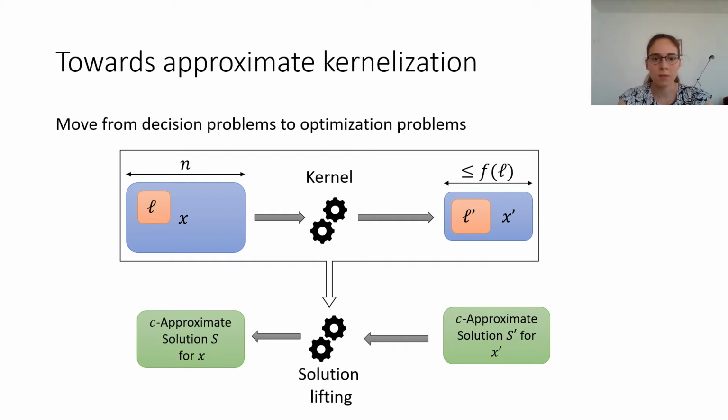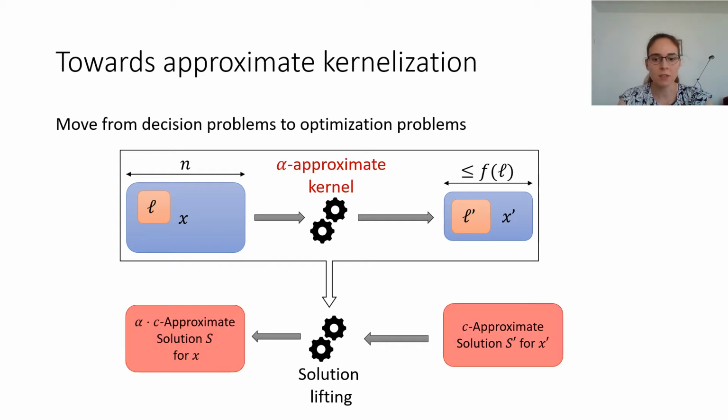Okay, now for an alpha approximate kernel, we slightly change the definition to say that if we're given a C approximate solution in the preprocessed instance, we only have to guarantee that the solution lifting algorithm can give us an alpha times C approximate solution for the original instance. Okay, so we can lose a factor alpha in this step.